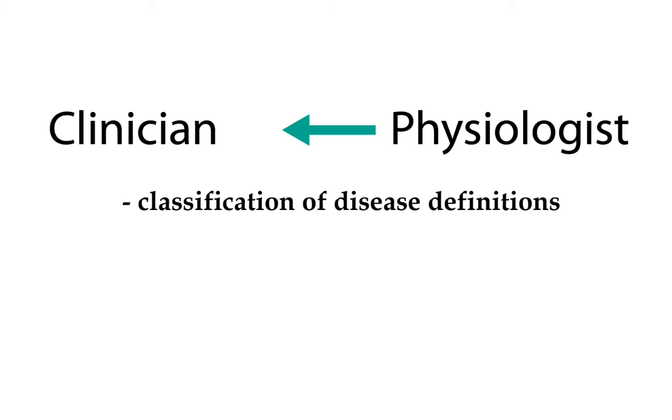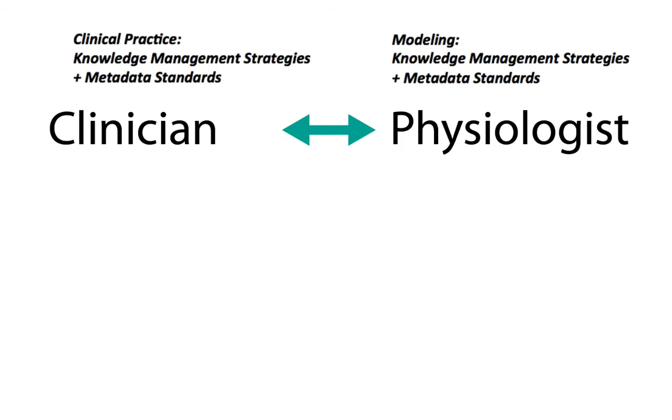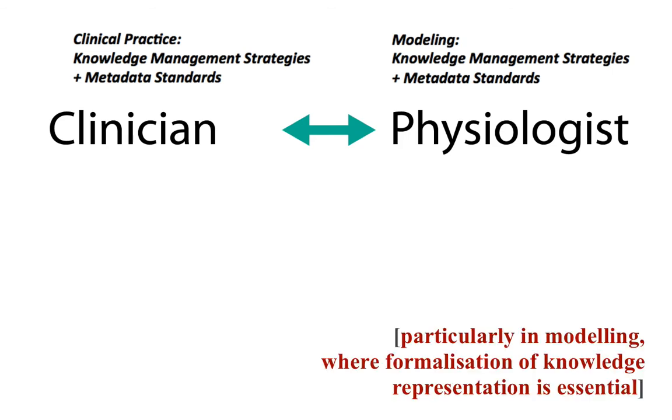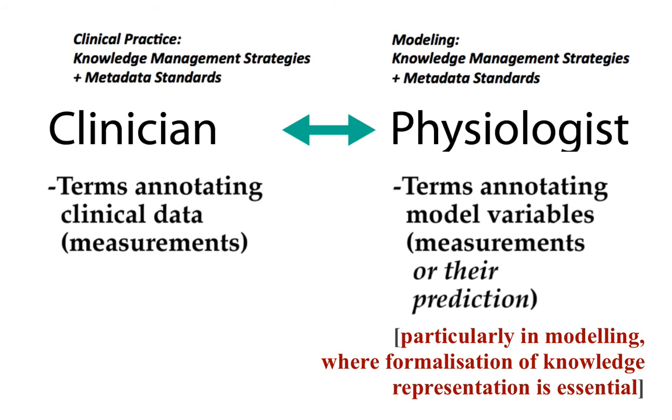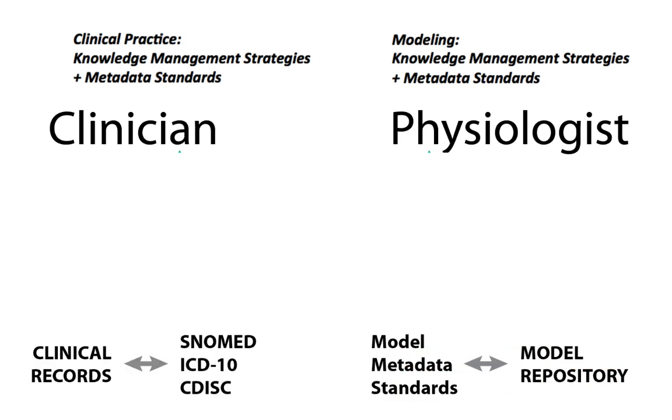This kind of focus forces us to pay attention to knowledge management strategies and metadata standards for resources in physiology, particularly modeling, where formalization of knowledge representations is essential, and how these strategies and standards can be leveraged to interoperate with those in the clinical space. The question then becomes, how may physiologists leverage clinical knowledge in terminologies like SNOMED, or the International Classification of Disease, or CDISC, which organize clinical data, and use this knowledge to find physiology models relevant to a particular disease? The short answer is, we cannot do this at a significant scale right now.